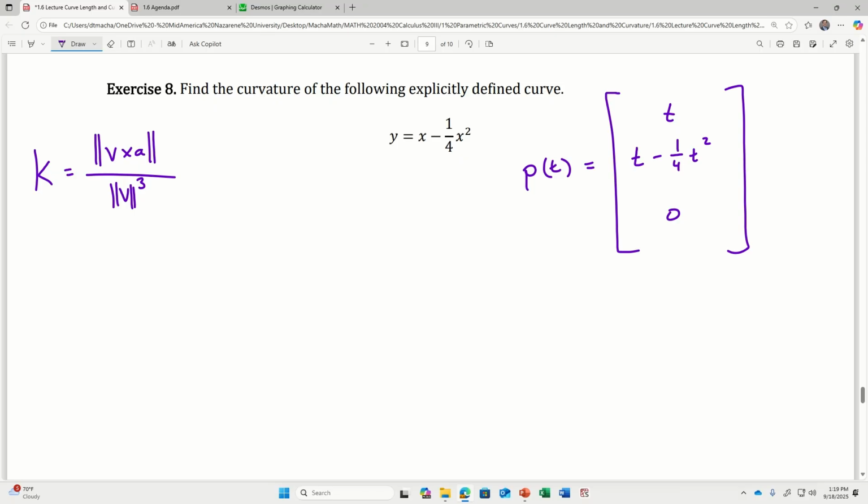No? Okay. So when I write down just t by itself in the first entry, I'm saying my x-coordinate is just exactly whatever t is. x equals t. So if x is equal to t, I can just say y equals t minus 1/4 t squared, and that's exactly what I did. Set the y-coordinate equal to that. And z is 0, because we're on the plane apparently.